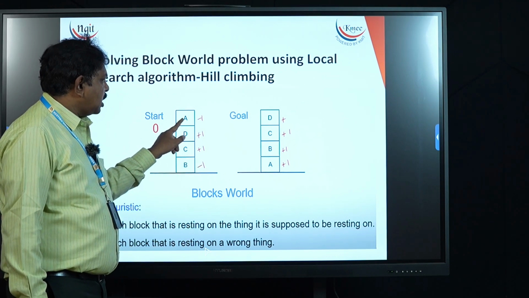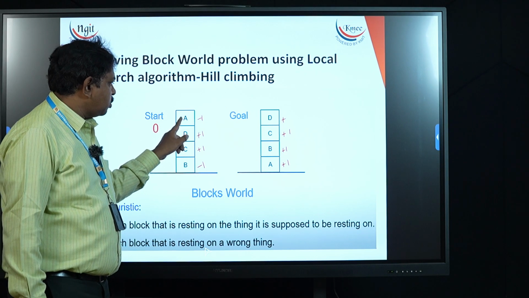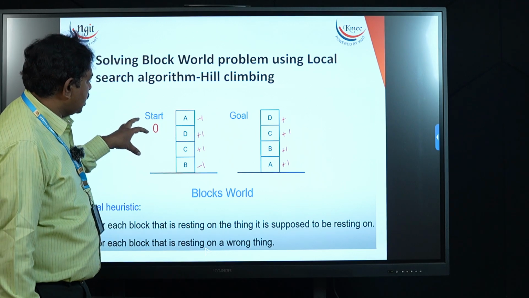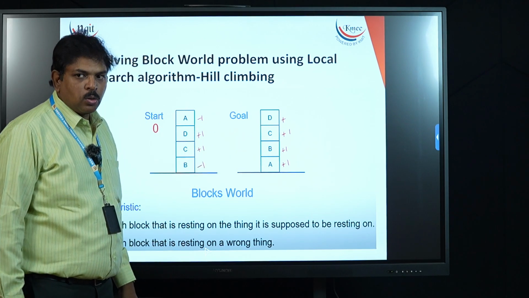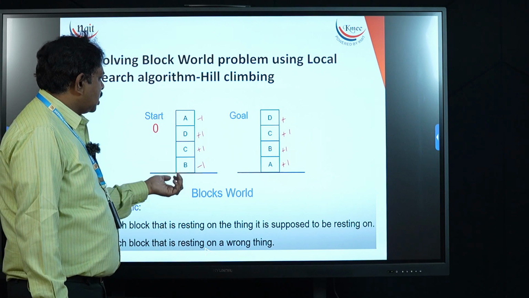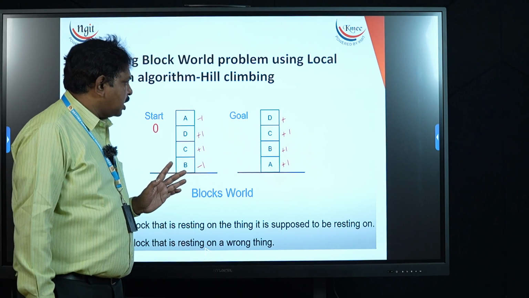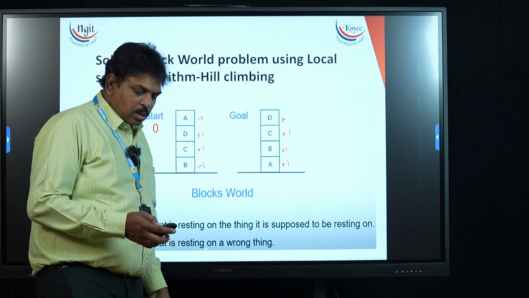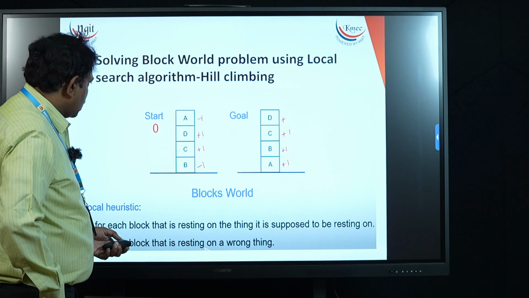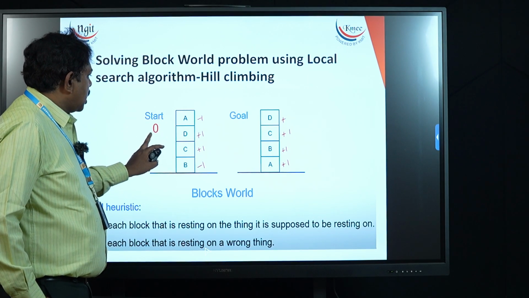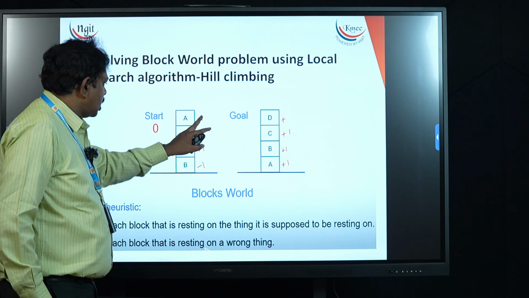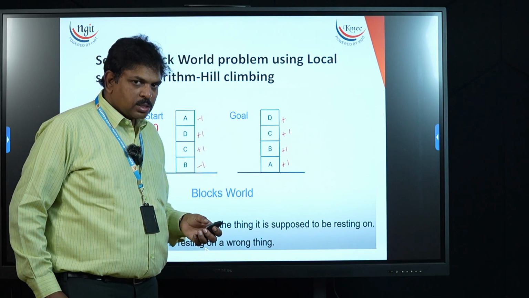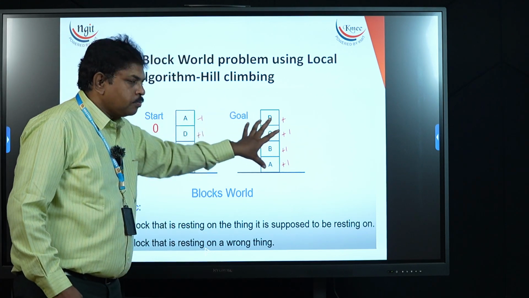And A is on top, but A should be placed at the bottom. So if a block is exactly placed where it is supposed to be placed in the goal state, we assign +1. If it is not as in the goal state, we assign -1. In the goal state also, all are +1 because they follow the order. Now the start state has a value of 0 when you add all these numbers, and the goal state is 4, so my problem goes from 0 to 4.